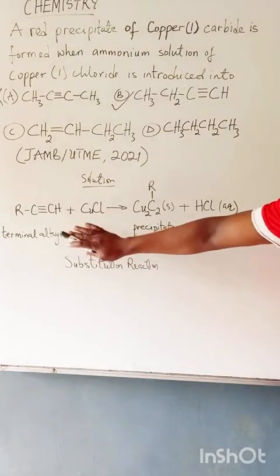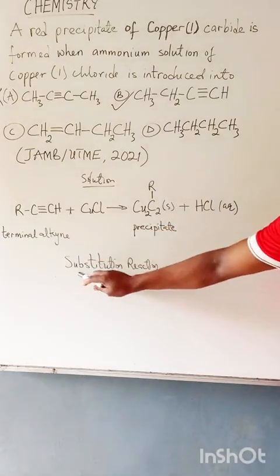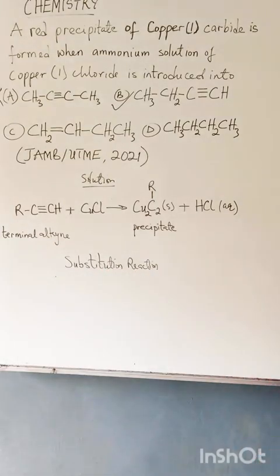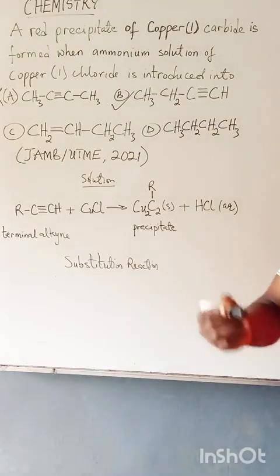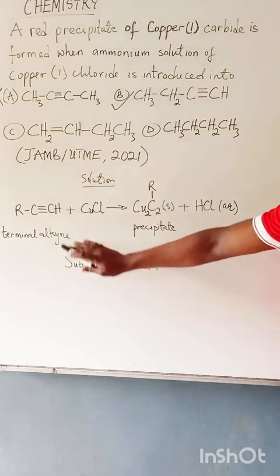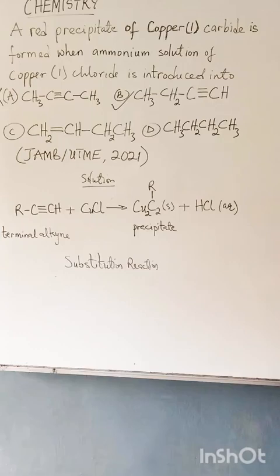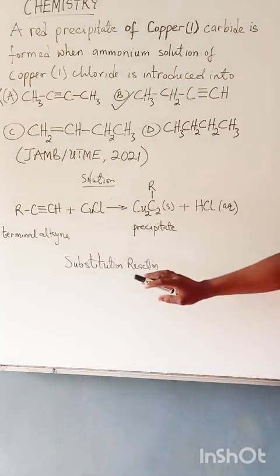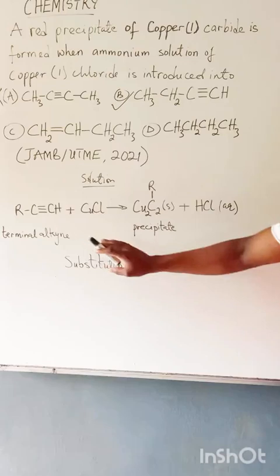This reaction illustrated on the board is called a substitution reaction. Do you remember what the substitution reaction is? It's a type of reaction where an atom or a group of atoms replace, that is, they push out and take the place of another atom or group of atoms. That's the kind of reaction we have here, a substitution reaction. It is carried out by terminal alkynes.